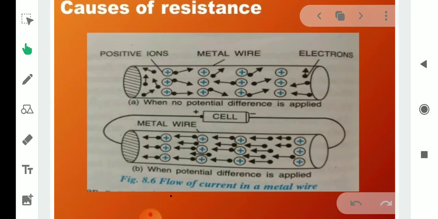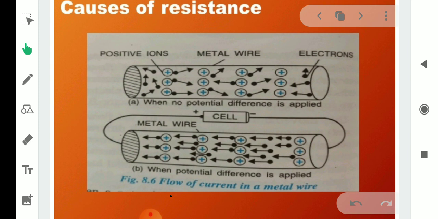Now let us study the causes of resistance, why resistance is caused in an electric conductor. You have studied that all metals have a large number of free electrons, which are moving randomly in all possible directions. So there is no net flow of electrons in any particular direction, and hence there is no current flow through the metal.